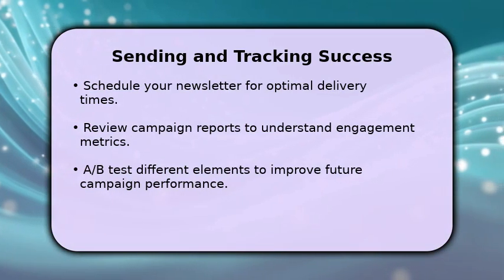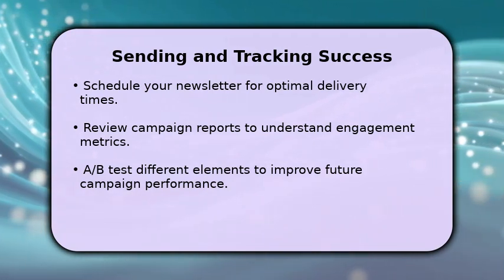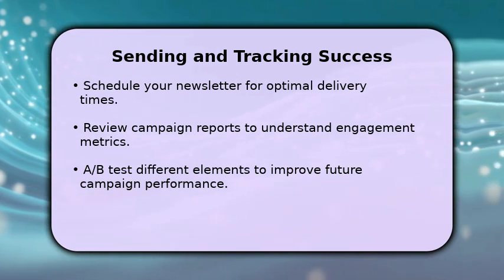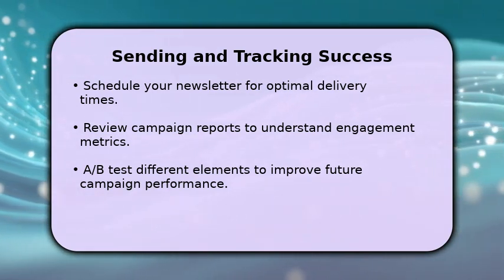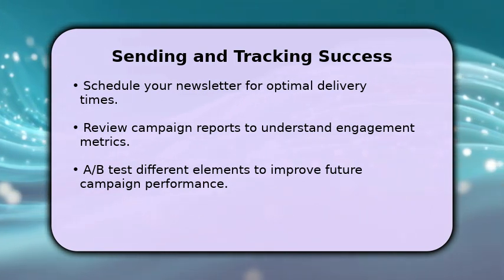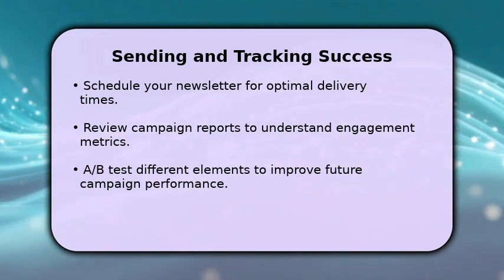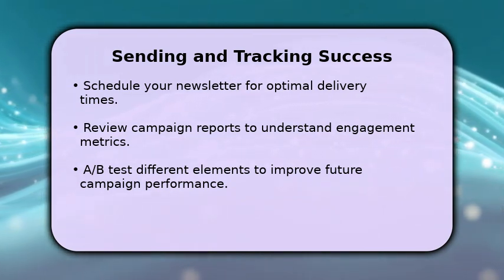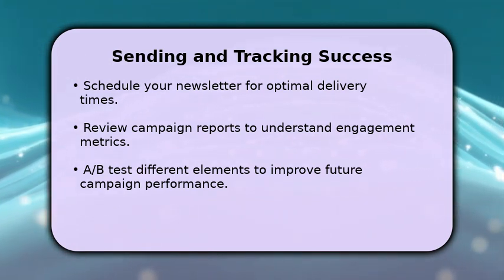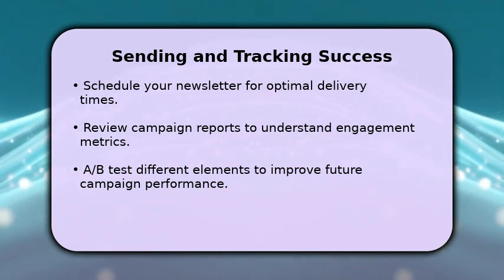Finally, it's time to send your newsletter and track its performance. You can schedule your campaign for optimal delivery times, ensuring your audience receives it when they are most likely to engage. After sending, dive into Mailchimp's comprehensive campaign reports to understand key engagement metrics, such as open rates and click-through rates. Utilize A/B testing for elements like subject lines or content to continuously improve your future campaign performance and achieve better results.